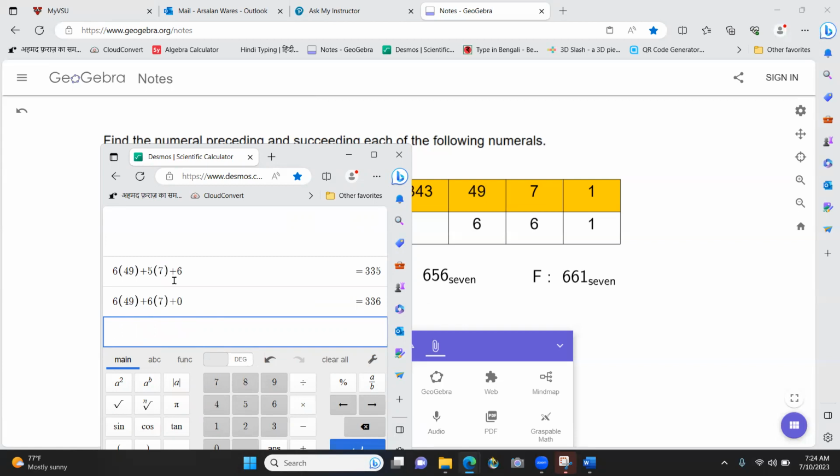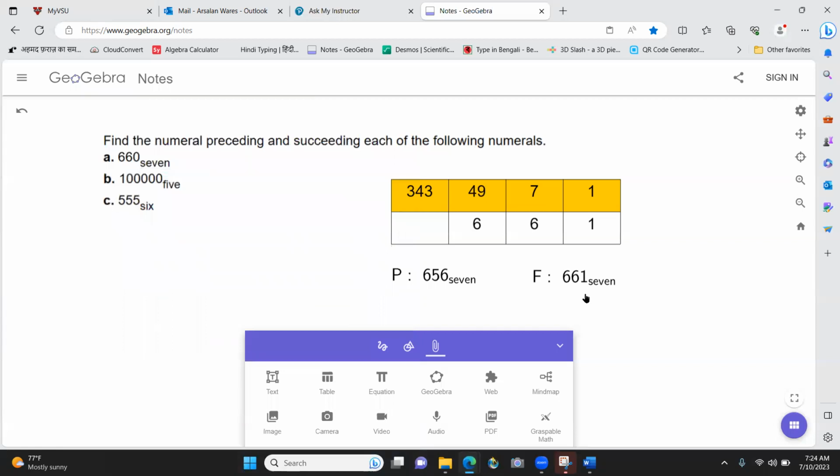Then I'm going to do 661 to the base 7. How do we do that? 661. And this one is obvious. This will work out. So I have 3 consecutive numbers. Okay. So I would do it this way. Unfortunately, I don't have the answer, so I won't be able to check it.